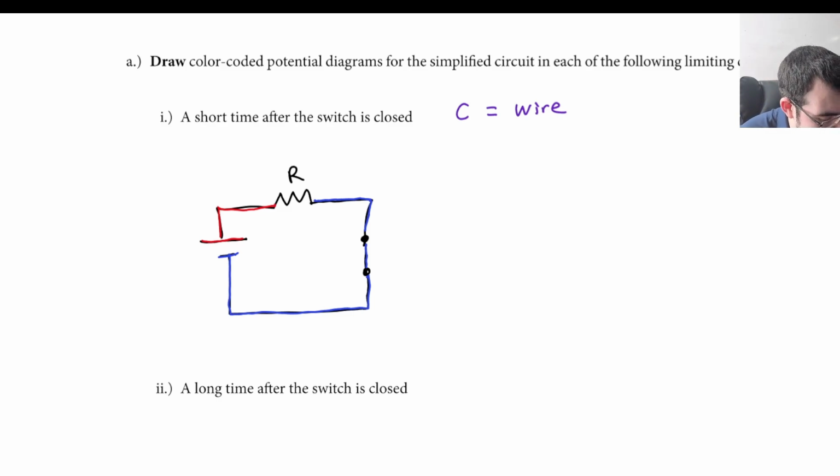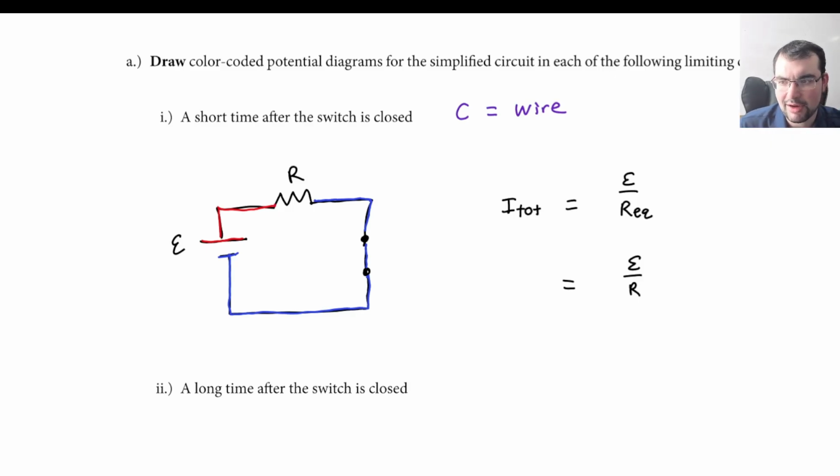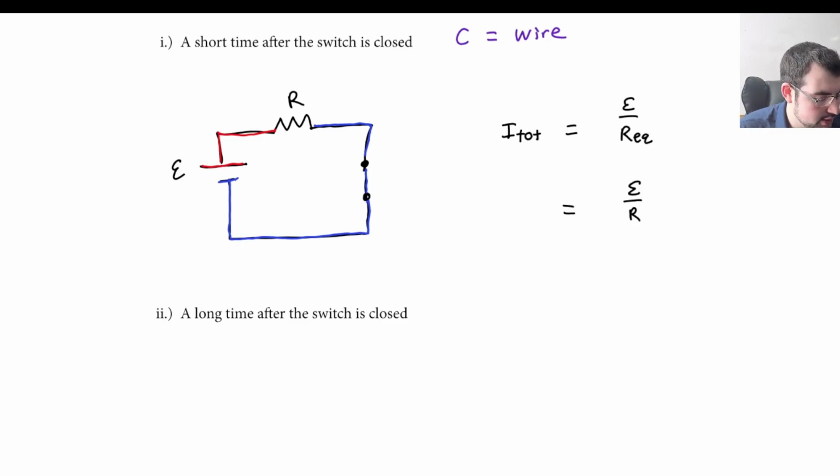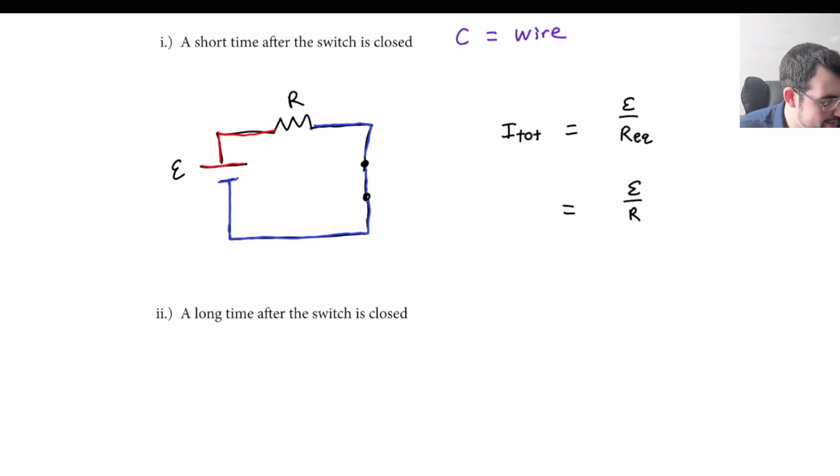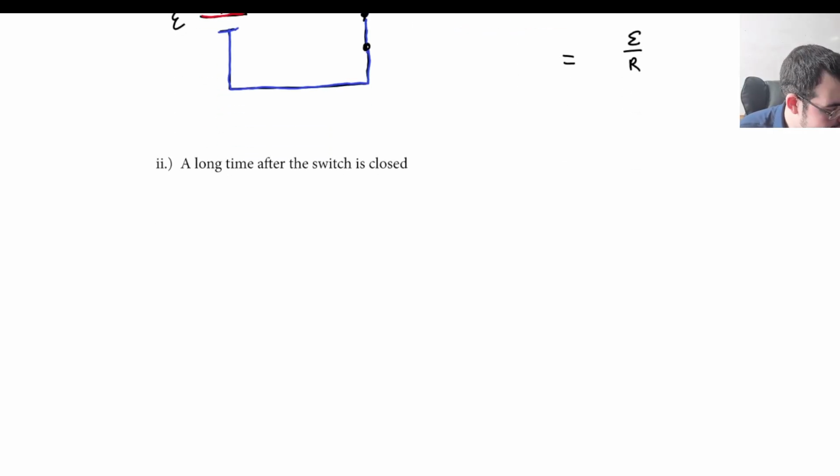So we actually know that I is just going to be our battery voltage divided by the equivalent resistance, which is just epsilon over R. So at short times, it behaves like a circuit without a capacitor in it at all. So what about long times? Well, after a long time, this capacitor behaves like a gap or a hole in the wire.